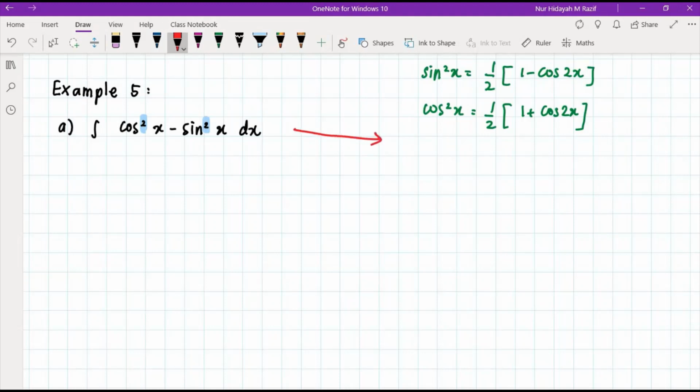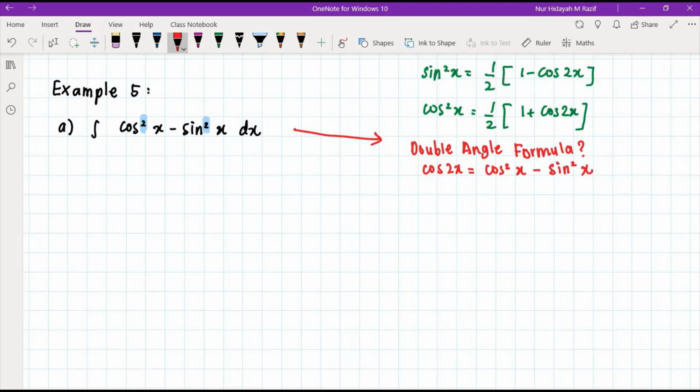If you realize, this formula comes from the double angle formula. Okay, this is not a new thing. You have learned this formula in the first semester. So what is the double angle formula that we use here? We have cos 2x is equal to cos square x minus sine square x.